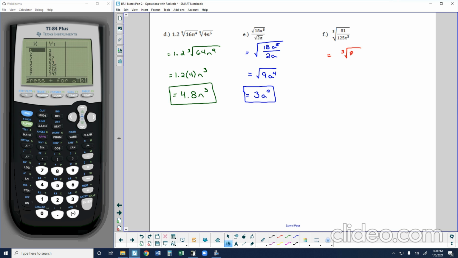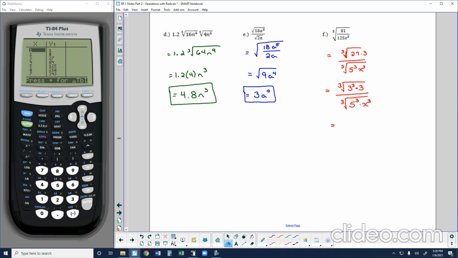So this one, it actually might be easier for us. We can't simplify the way that it's written, but if we split it up into two cubed groups, now we can simplify, because 125 can be rewritten as 5 cubed. And 81 can be rewritten as 27 times 3. The reason we write it as 27 times 3 is because 27 is just 3 cubed. So this is the same as the cubed root of 3 cubed times 3, over the cubed root of 5 cubed times x cubed.